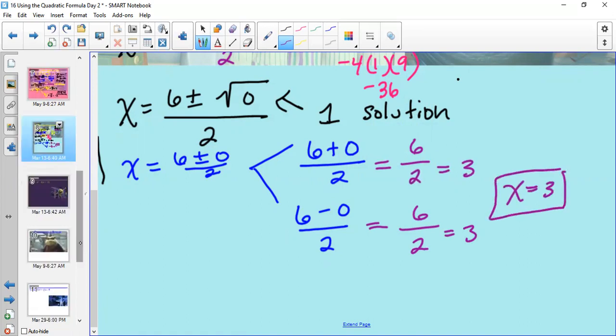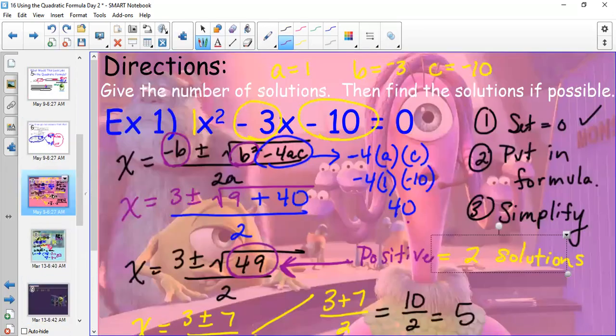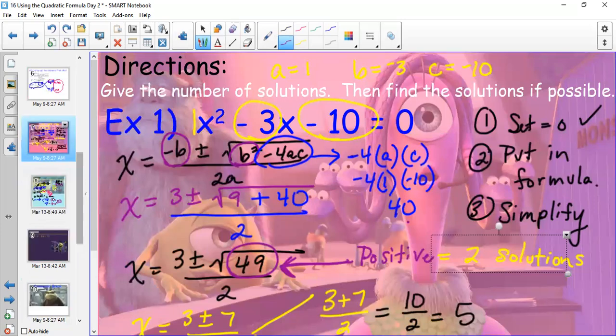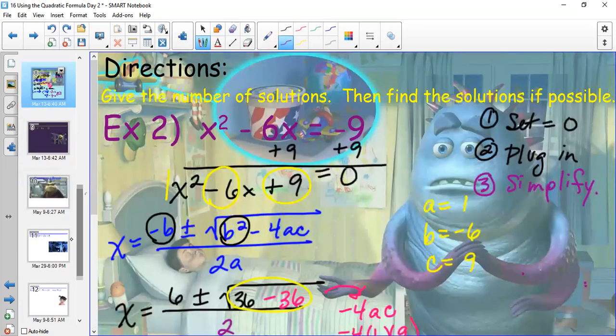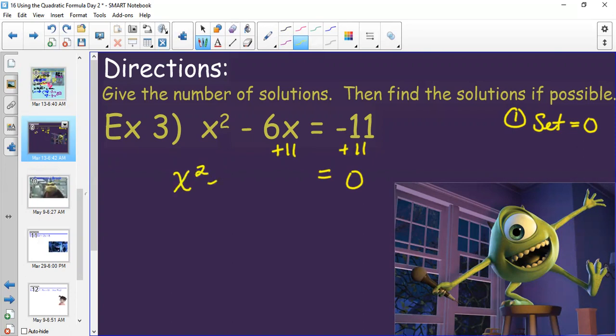All right, let's try one last example here so we can see all 3 options. So we saw one that had 2 solutions. We saw one that had 1 solution. Now we're going to see one that has no solutions. Okay, so again, follow your steps. Step one is to set equal to 0. So we're going to put the right side equal to 0. Got to get rid of that negative 11 by adding it. And write this in standard form, x squared minus 6x plus 11. Step 2 is to plug in our quadratic equation.